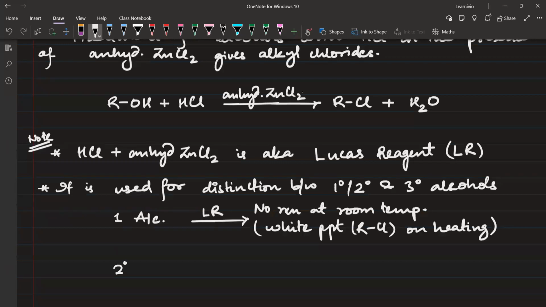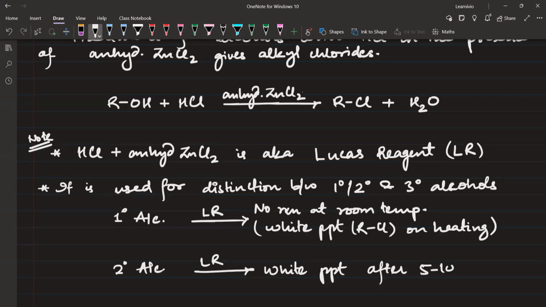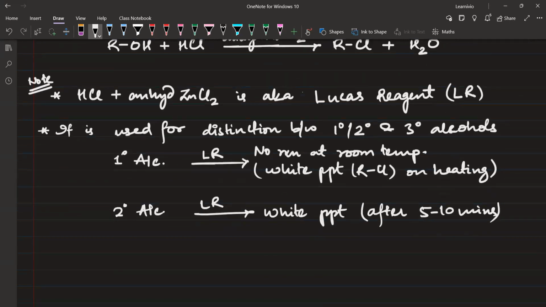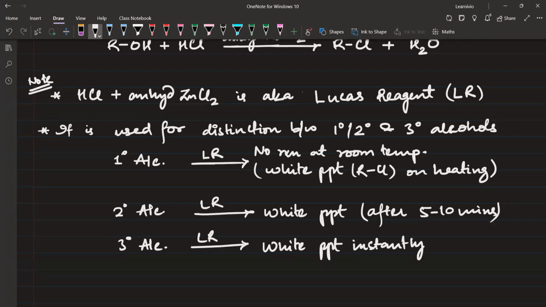Then if you have 2 degree alcohol and you are using Lucas reagent, then it will show white PPT, and the white PPT will again be of RCl, after 5 to 10 minutes. Then you have 3 degree alcohol, and we are using Lucas reagent, then this will give white PPT instantly. Please complete this down.